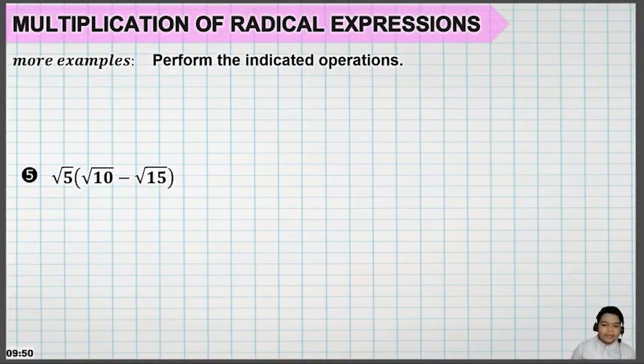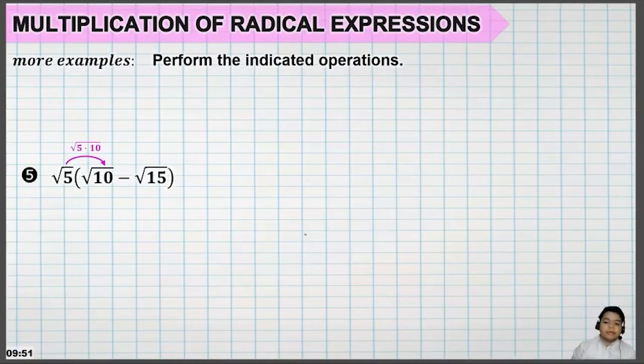Square root of 5 times the quantity square root of 10 minus square root of 15. So, gagamitin natin dyan yung distributive property. Distribute natin ito kay square root of 10 and then si square root of 5 kay square root of 15. So, paano natin siya sasagutan?